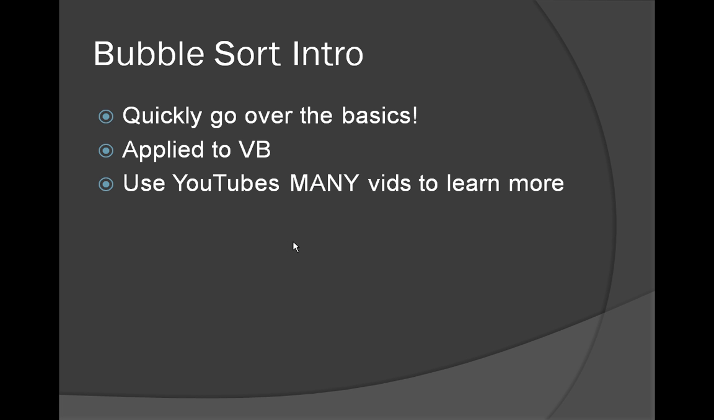So this is to quickly go over the basics applied to VB. If you have no idea what bubble sort is, hit YouTube, type in bubble sort, there's tons. Everything from Eastern European dancers showing how bubble sort works, through to some good honest tutorials, to VB stuff, there's loads and loads of bubble sort tutorials. That's not what this is going to be. I'm just going to run my code so that we can then apply it to the array of records.